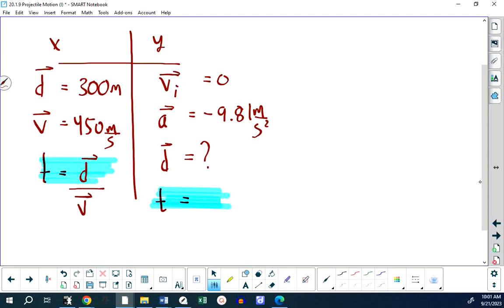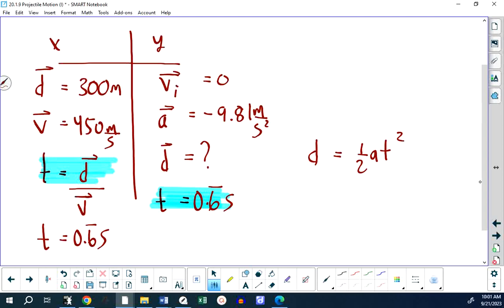Can you do that for me? Yeah, it's going to be 2/3 of a second. 300 divided by 450. It will be 0.6 repeating, I think. All right. So that means the bullet is in the air for 0.6 repeating seconds. We can put that here. And now we can do a d equals 1/2 at squared calculation.